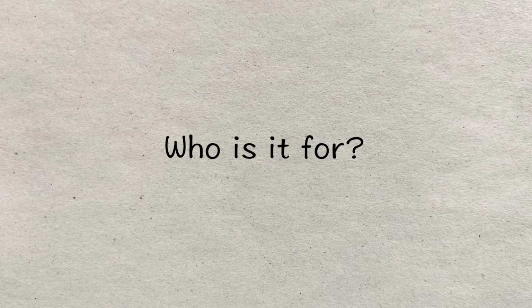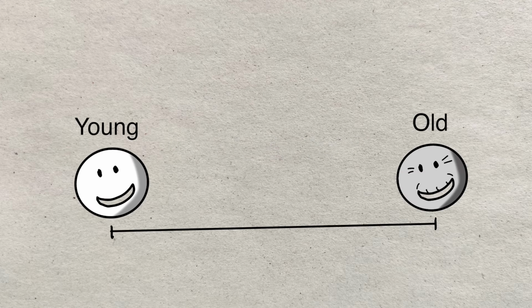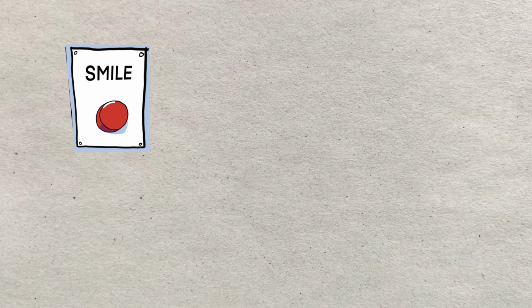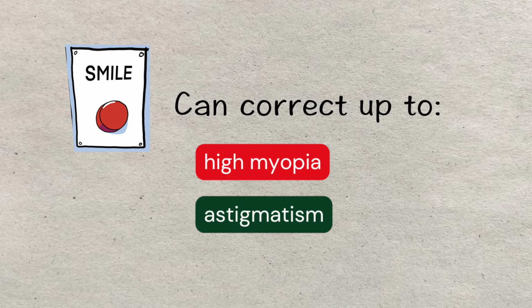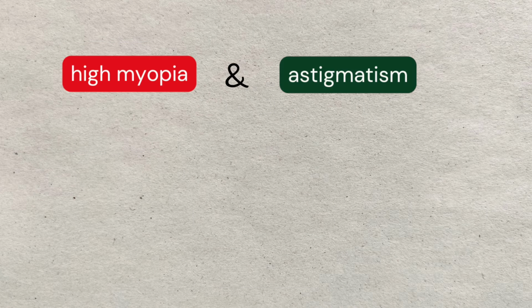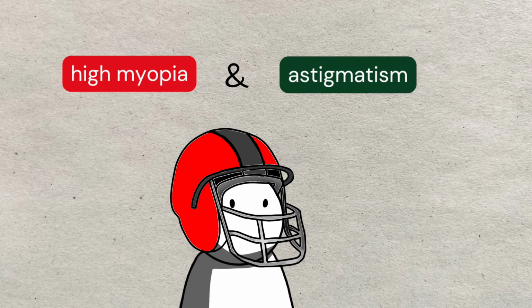Who is it for? Like with the other two examples, this surgery is best for those that are aged between 18 to 55. SMILE surgery, however, does not correct hyperopia, so it's only suitable for correcting myopia and astigmatism. But who knows, things may change in the years to come. It can correct up to high levels of myopia and astigmatism and is perfect for those that need to return to contact sports ASAP.